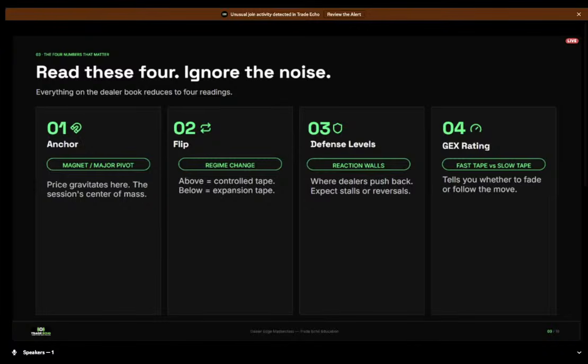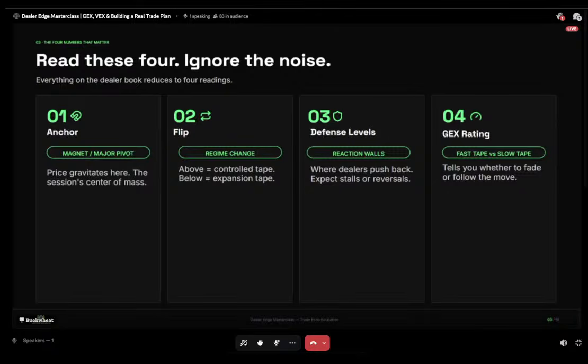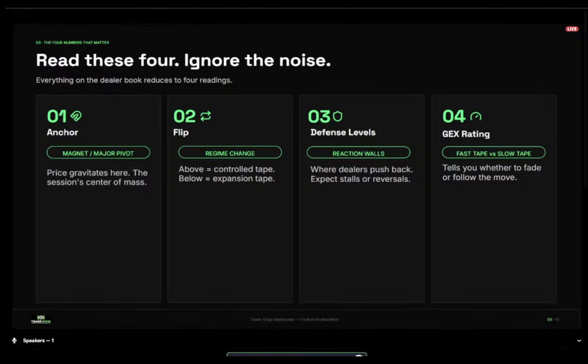Here's something super easy to get the main points. So when you open Dealer's Edge, you don't need to overcomplicate it. It's much simpler than you think. You might see a bunch of numbers on the screen, but here's how I simplify it. These are four things you need to be focused on. Number one is going to be the anchor, because the anchor is the magnet. Think of it as the session's center of gravity. Price often wants to gravitate around this area.